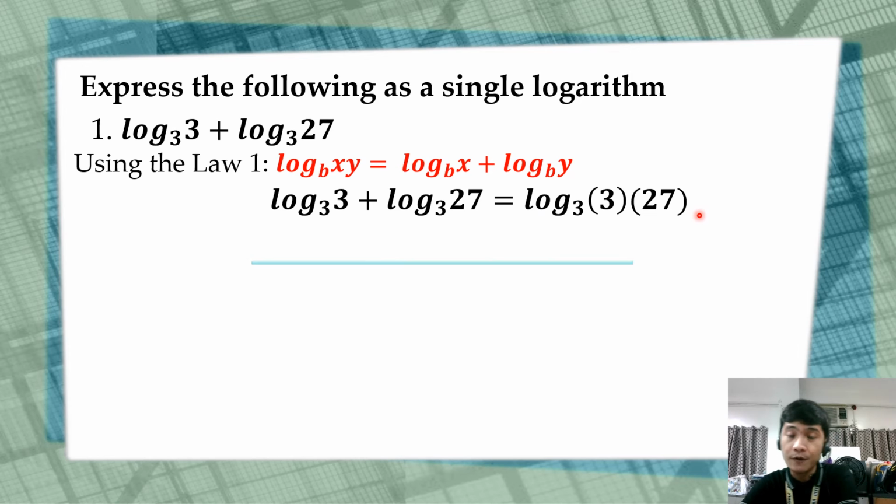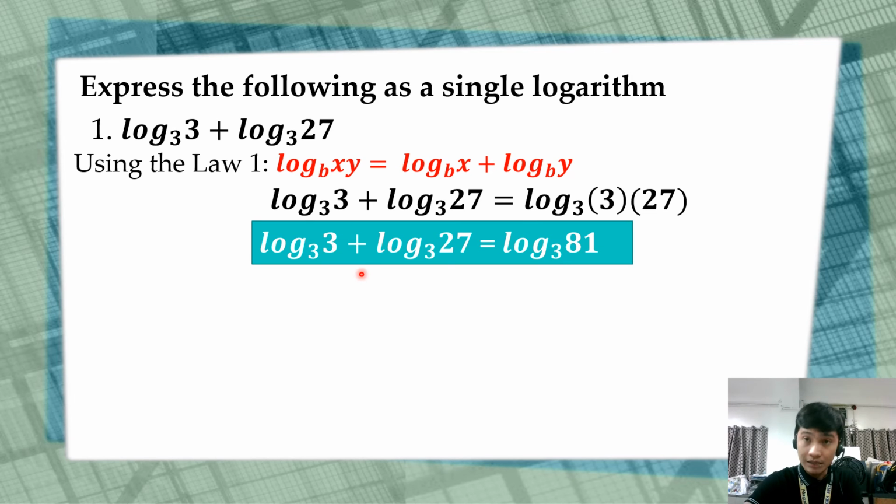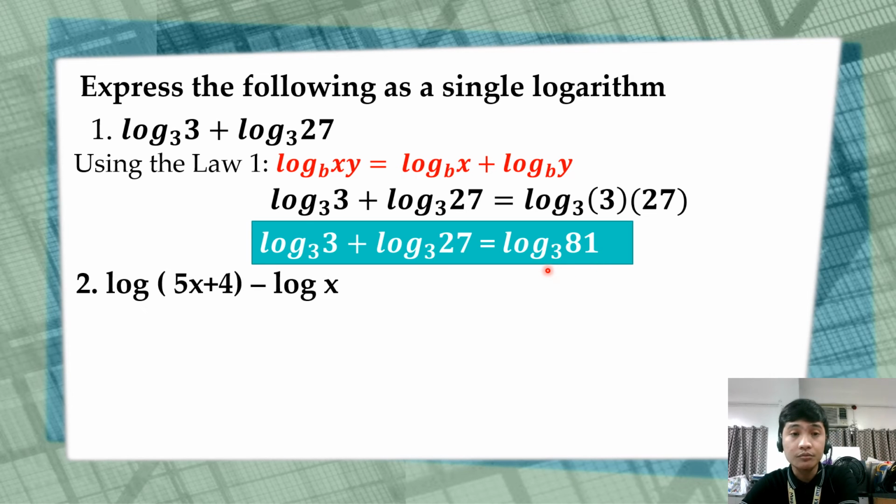Simplifying this further, you will have logarithm of 3 base 3 plus logarithm of 27 base 3 is equal to, this will be the single form, logarithm of 81 base 3. So that is our first example. Let's have the second example.